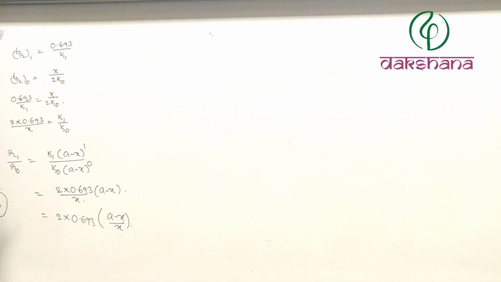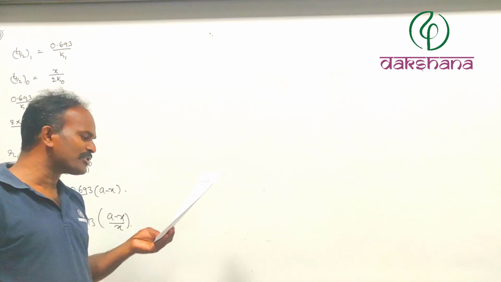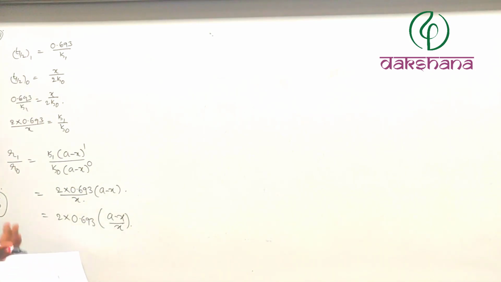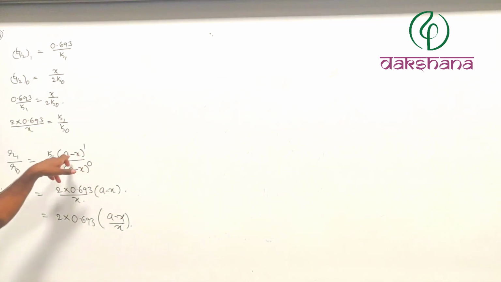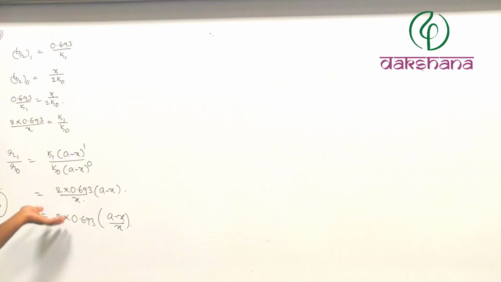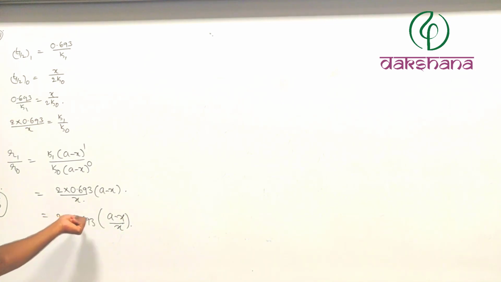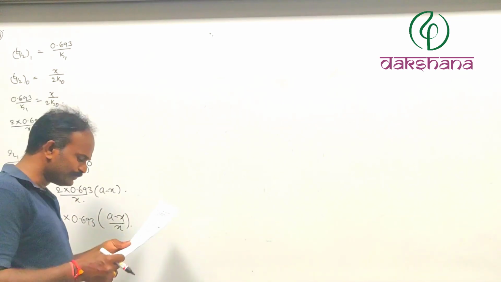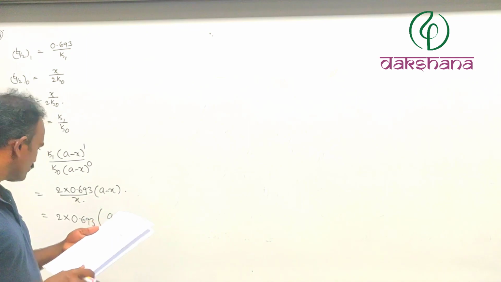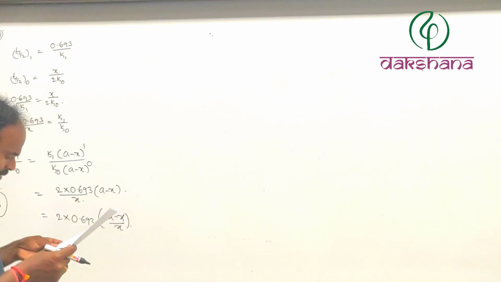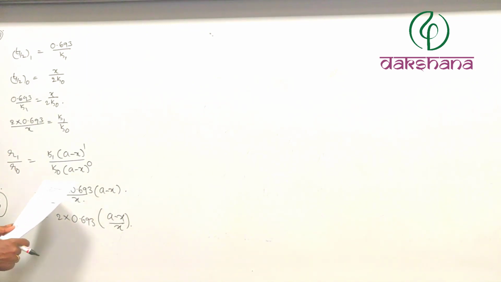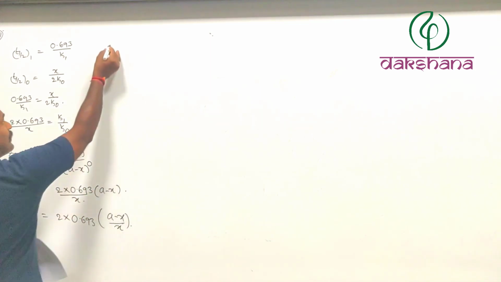Here, why are we saying the nearest option? Because they have not mentioned the concentration at time t. Maybe they were taken like this. A minus x means the amount of reactant which is left after time t, I have taken it as A minus x. They might have taken A minus x and x, both of them the same. That's why the answer came out as 2 into 0.693. But the perfect one is this one. So you can put option B. Next.